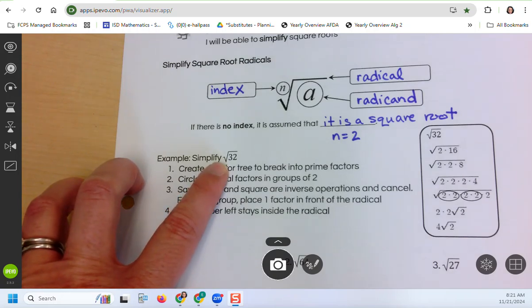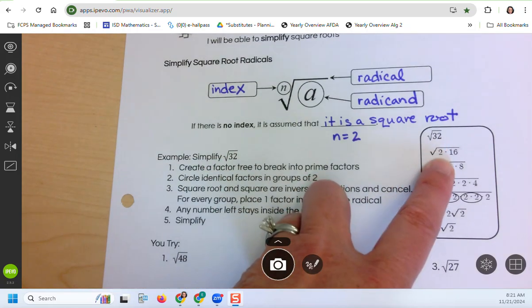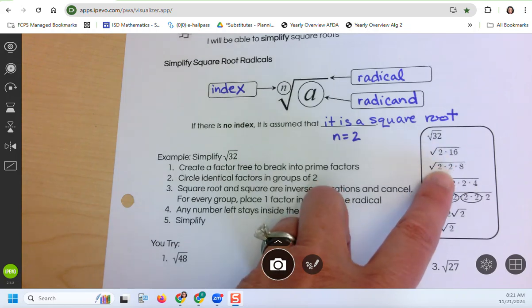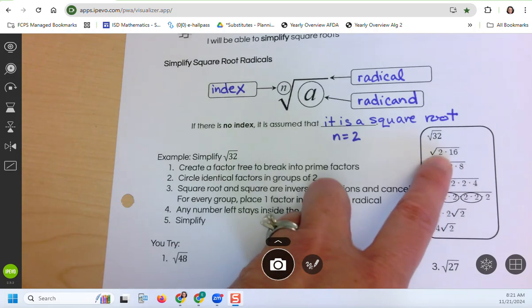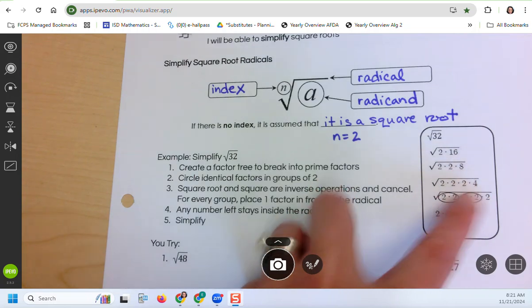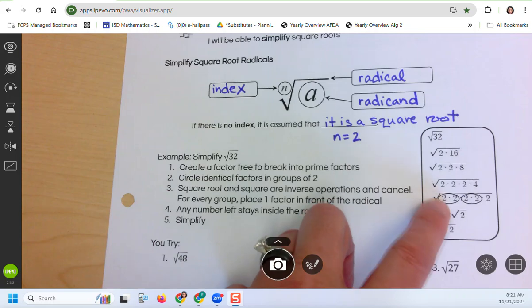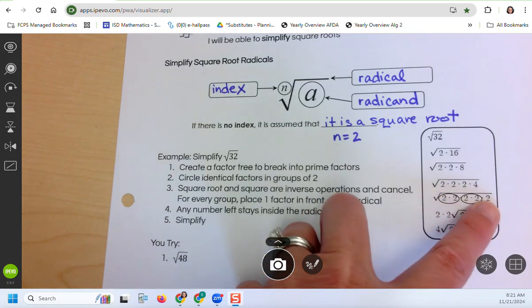What you want to do is break it into its prime factors. So you can break 32 into any two numbers that multiply to make 32, and then you continue breaking up any number that can be broken. So 2 times 16, 16 is 2 times 8, 8 is 2 times 4, and 4 is 2 times 2. So 32 is 2 times 2 times 2 times 2 times 2.